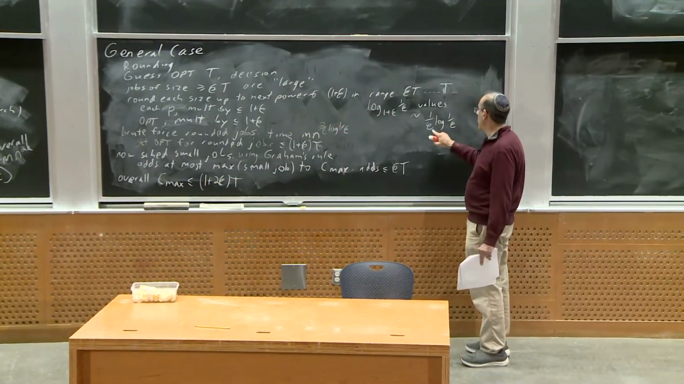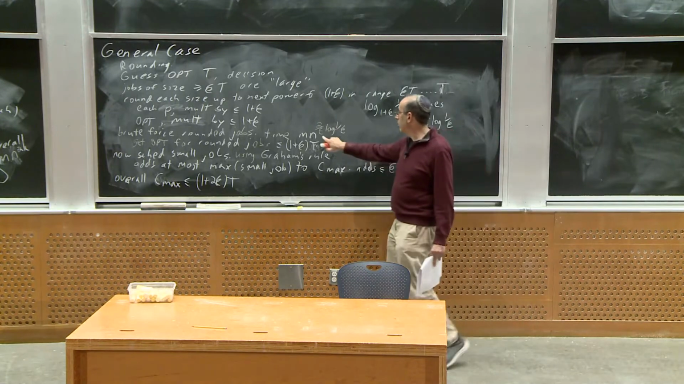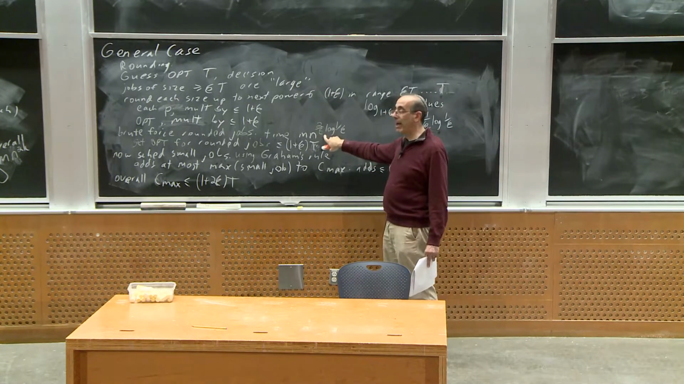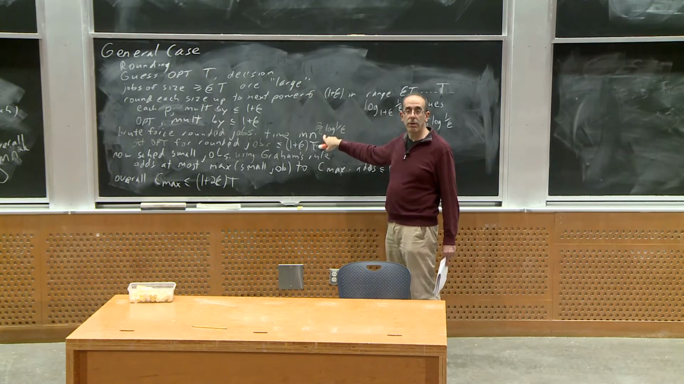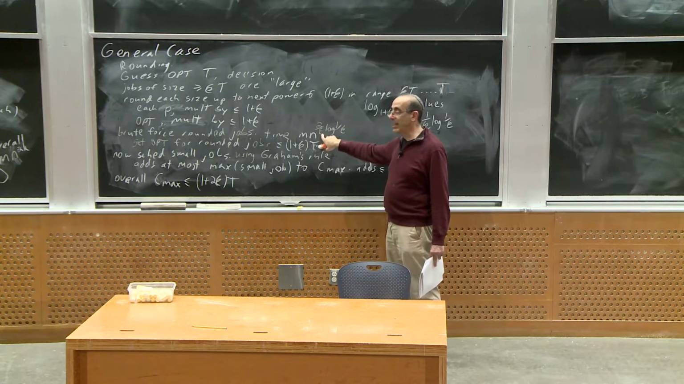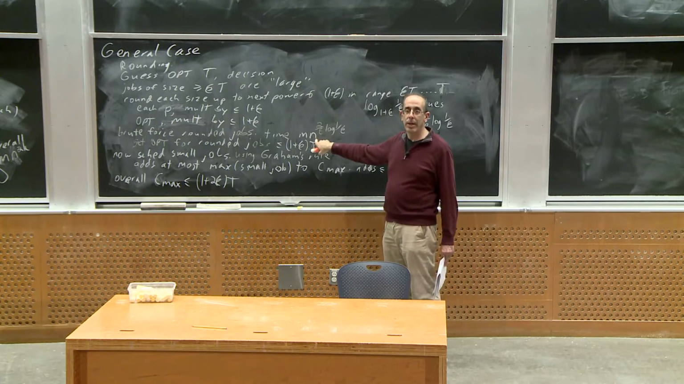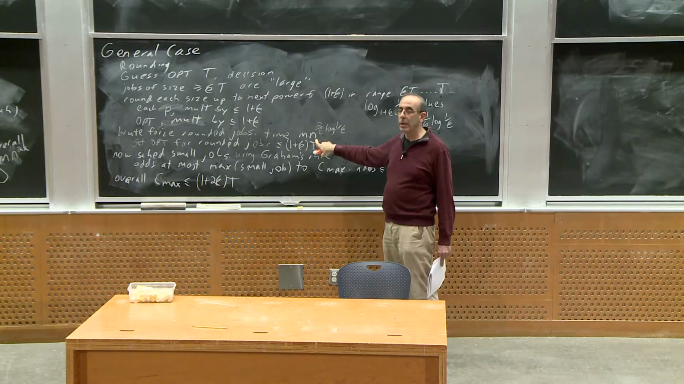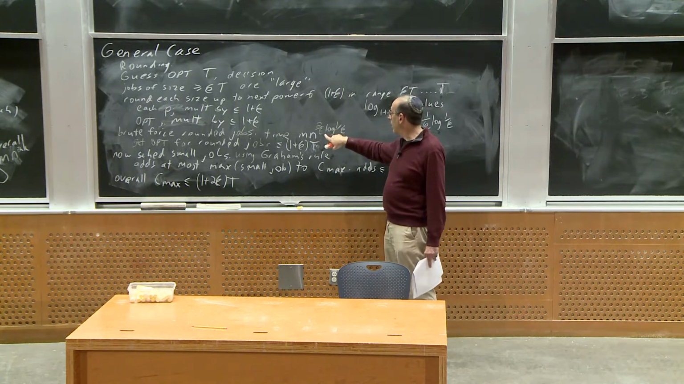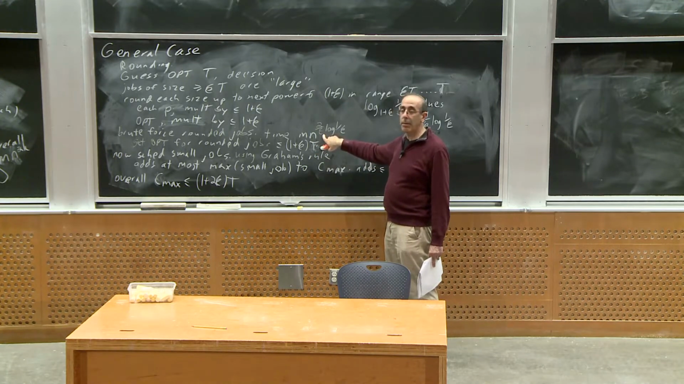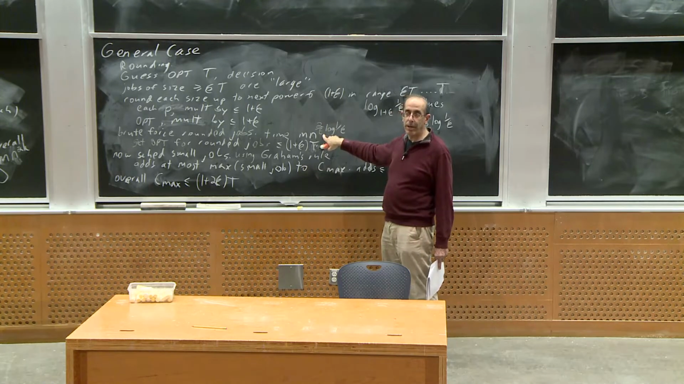The runtime comes from the brute force enumeration that is dependent on 1 over epsilon. So you'll notice that for any fixed epsilon, this is a polynomial in M and N, right? It's not polynomial in epsilon. And that makes this a polynomial approximation scheme and not a fully polynomial approximation scheme.